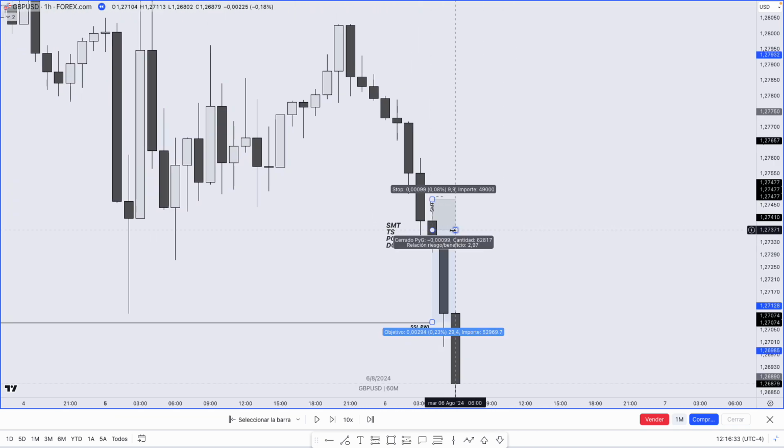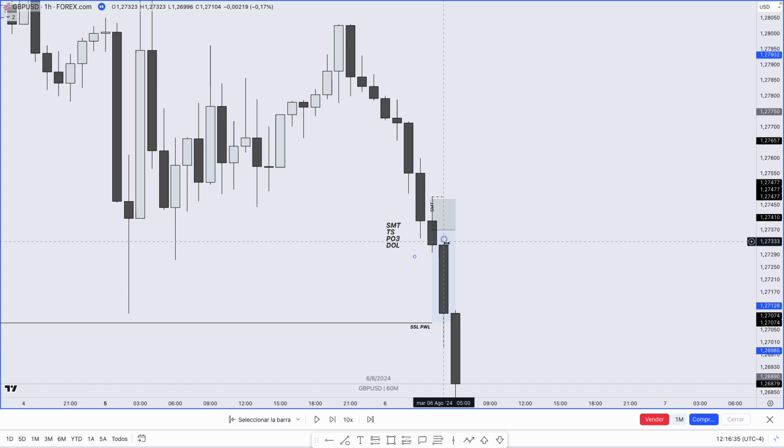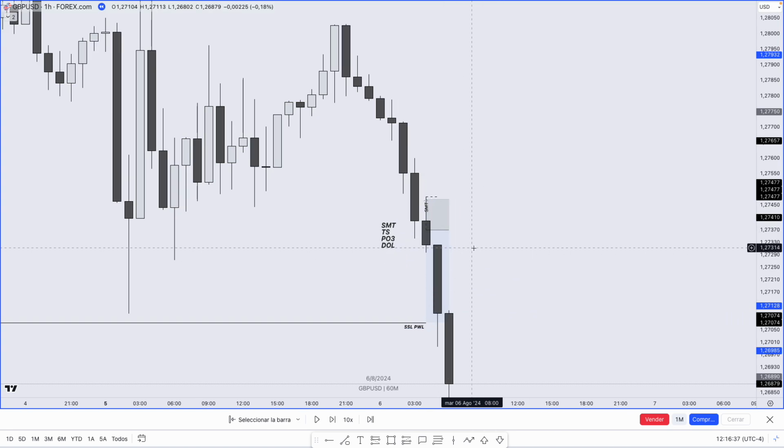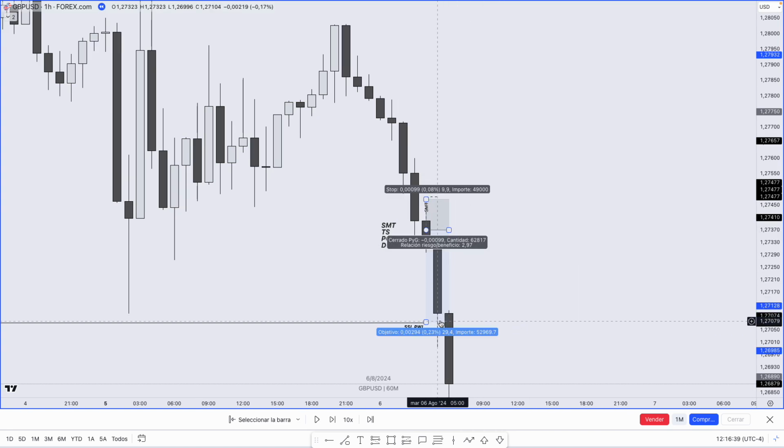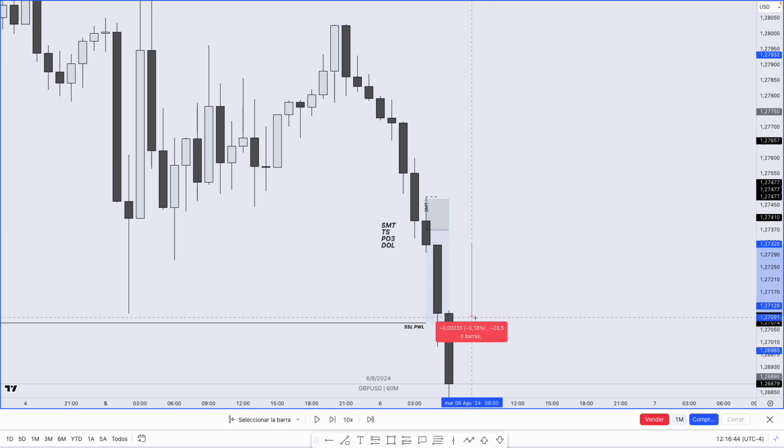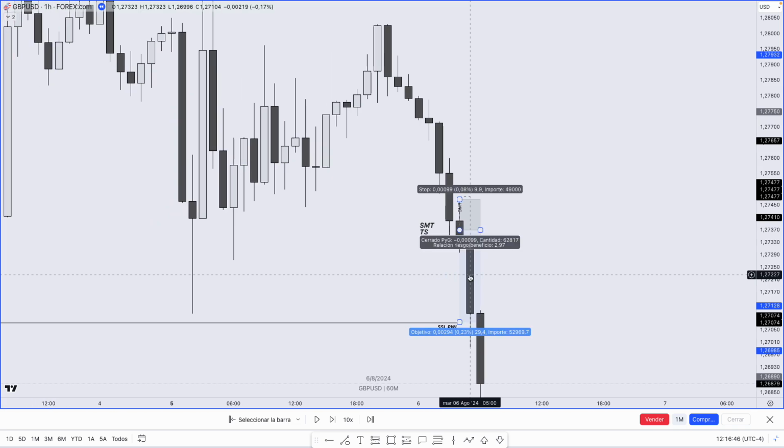You see, this is the 5 a.m. candle, so here it didn't make a wick, but if you enter right here, it goes directly to our take profit, giving you a move of 25 pips. So it was enough.